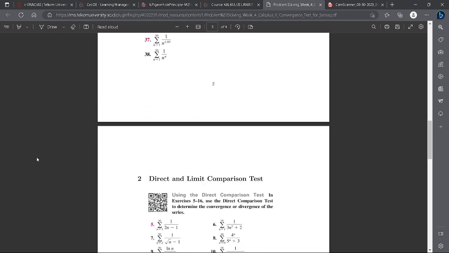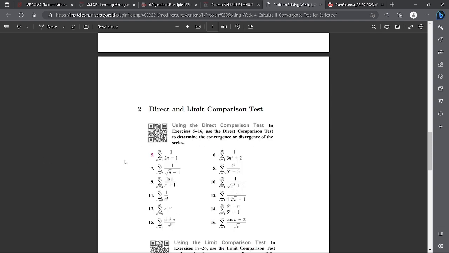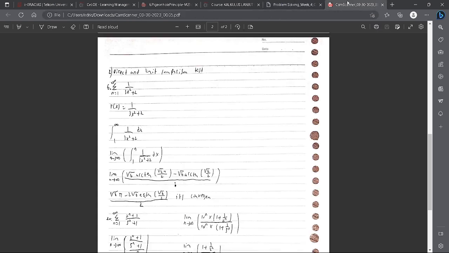Now I move to direct and limit comparison test, and I choose number 6: the sum from n equals 1 to infinity of 1 over 3n squared plus 2, and this is my result.